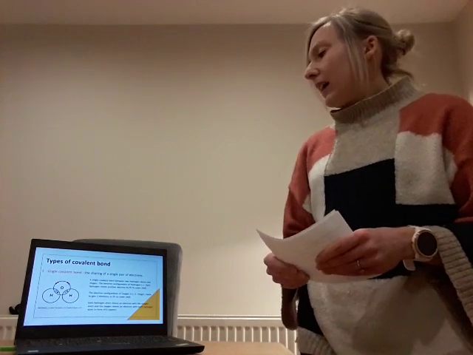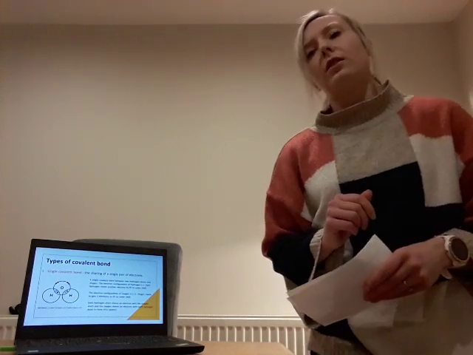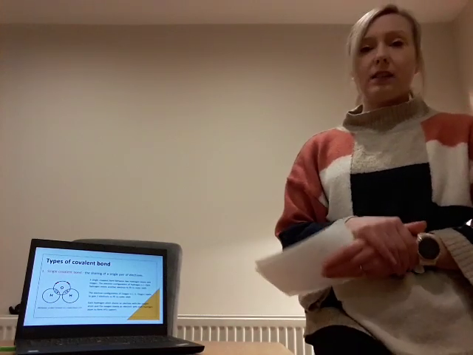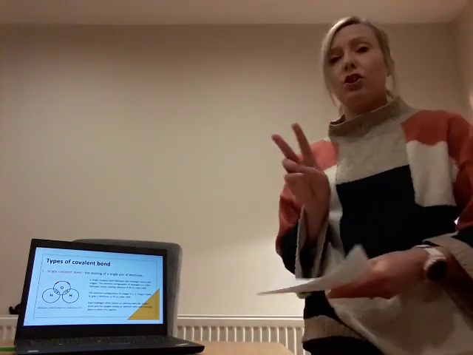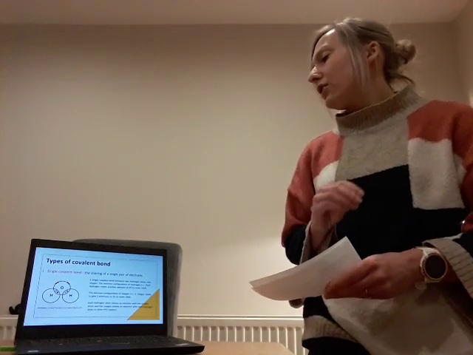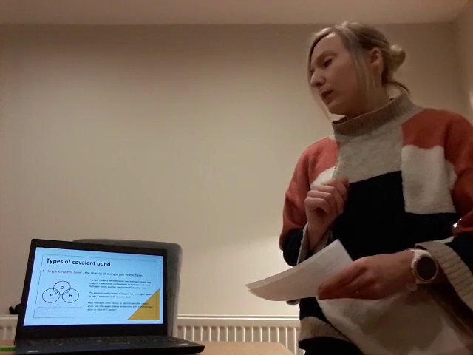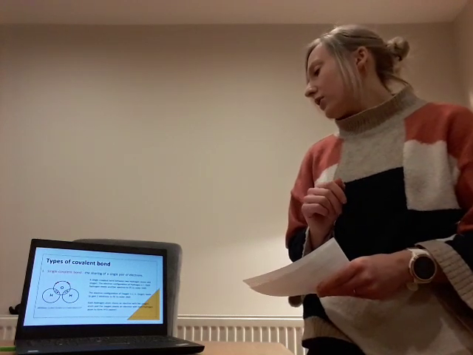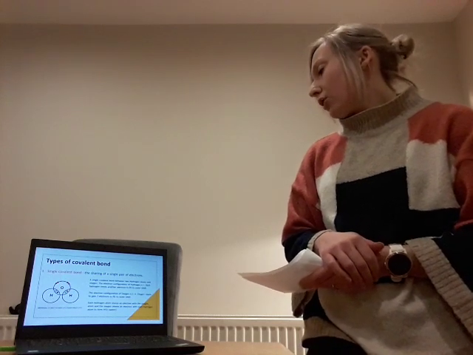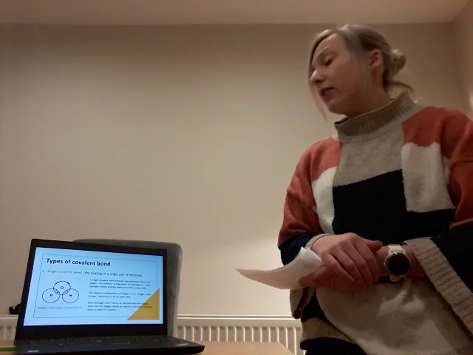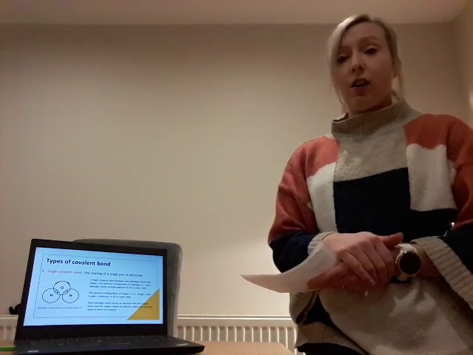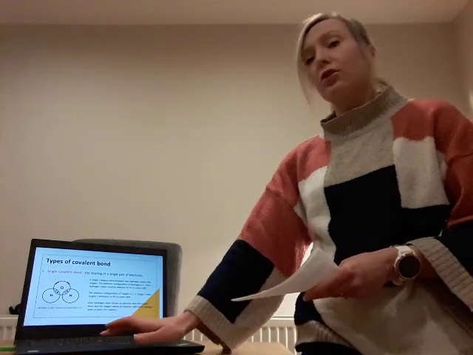So each hydrogen atom has 1 valence electron. It needs 1 to complete its outer shell. Oxygen has 6 valence electrons, so it needs 2 to complete its outer shell. So each hydrogen atom shares 1 electron with oxygen, and oxygen shares 2 valence electrons with hydrogen, creating a single covalent bond between hydrogen and oxygen. So this creates H2O.